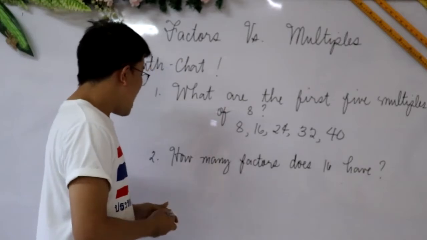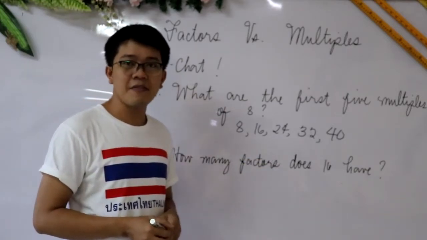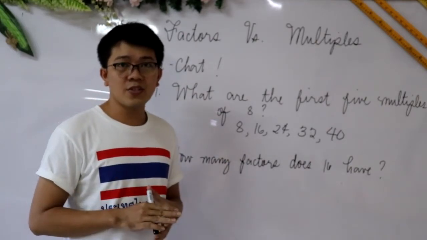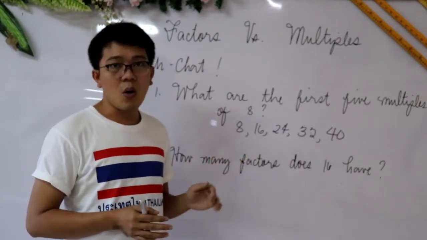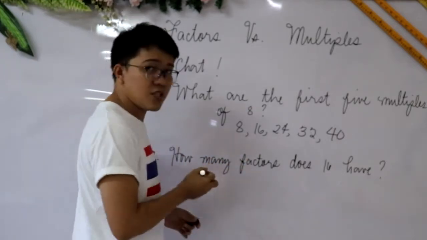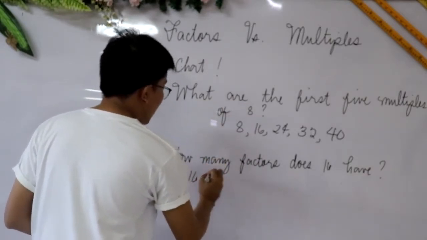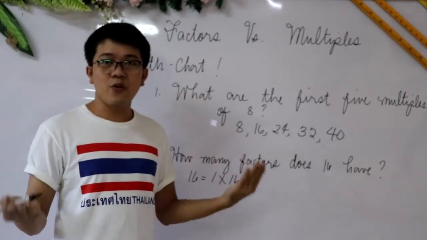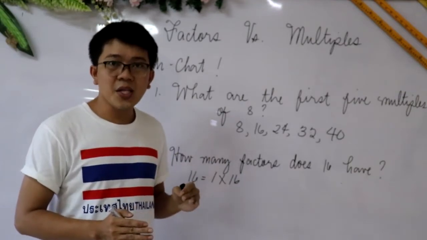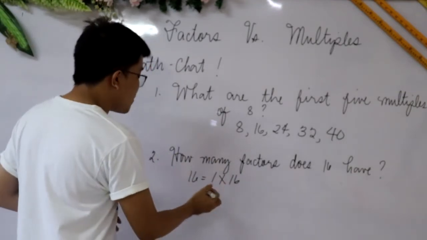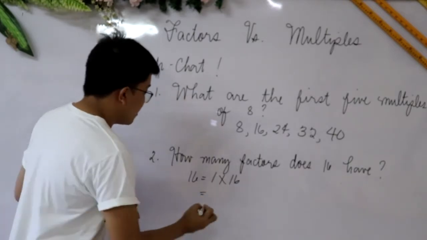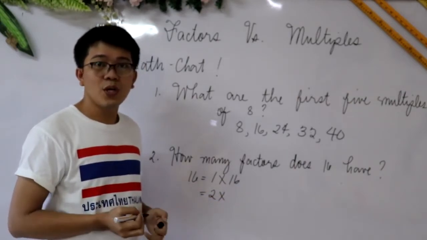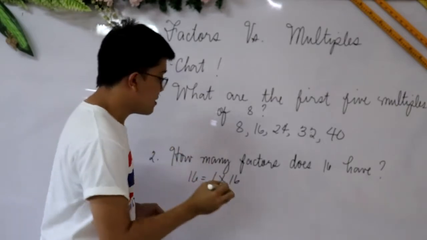Next question. How many factors does 16 have? To know how many factors 16 has, let us list out all the factors of 16. It's easier for us to list down first the factor pairs of the number. 16 is equal to 1 times 16. After 1 times 16, 2 times, what number when multiplied by 2 will give us 16? Correct, it's 8.